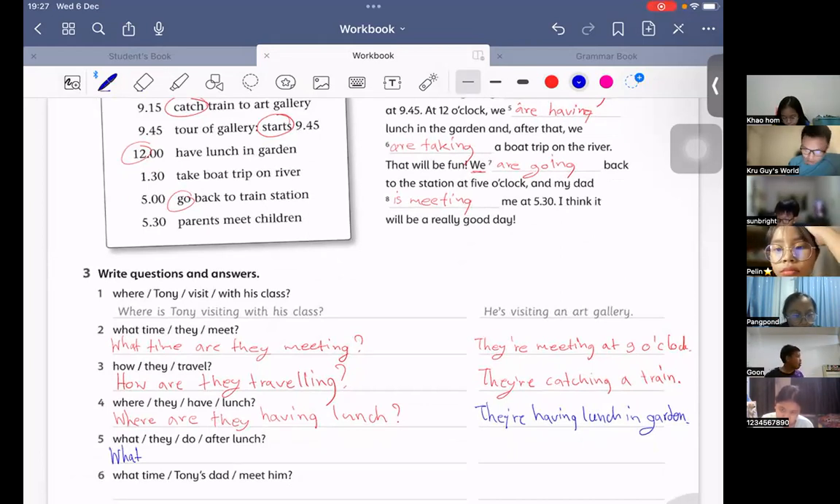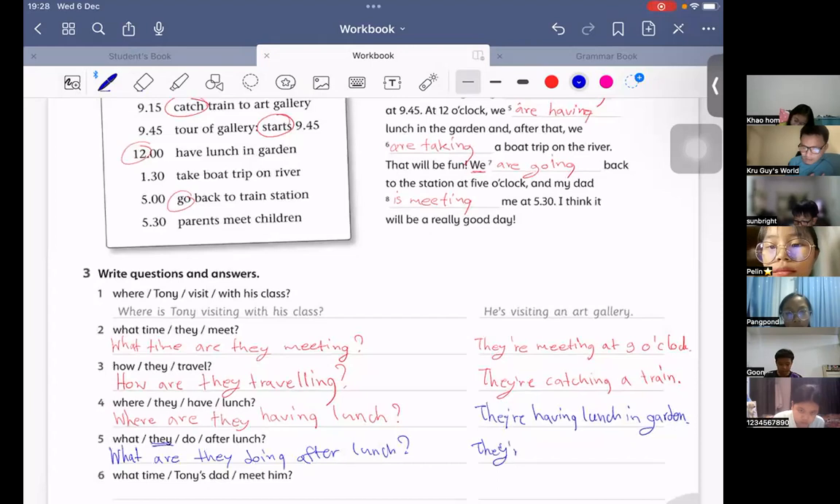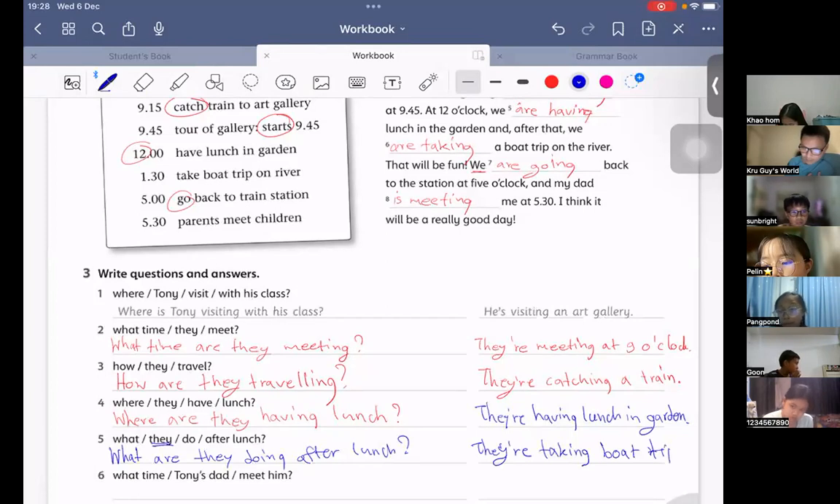So they is a plural form. Is or are? Unmute yourself. Okay, good. What are they doing after lunch? They're taking a boat trip on the river. Okay, they're taking a boat trip, right? Katun, Sunny, the last one.